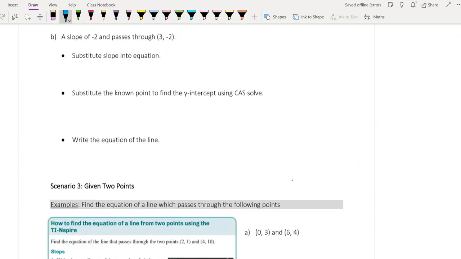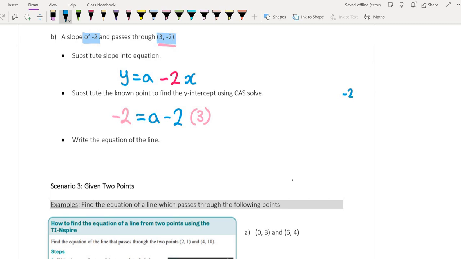This next one as well is giving us the slope and a point. So first is to substitute this slope into our equation. Again, in this case, slope is negative, so we have a -2 there. And then next step is to substitute the point that's given to us. So y is -2, a is still a, slope is still -2, but then x is now 3. That's from this point. And then again, you can use the CAS to solve for a.